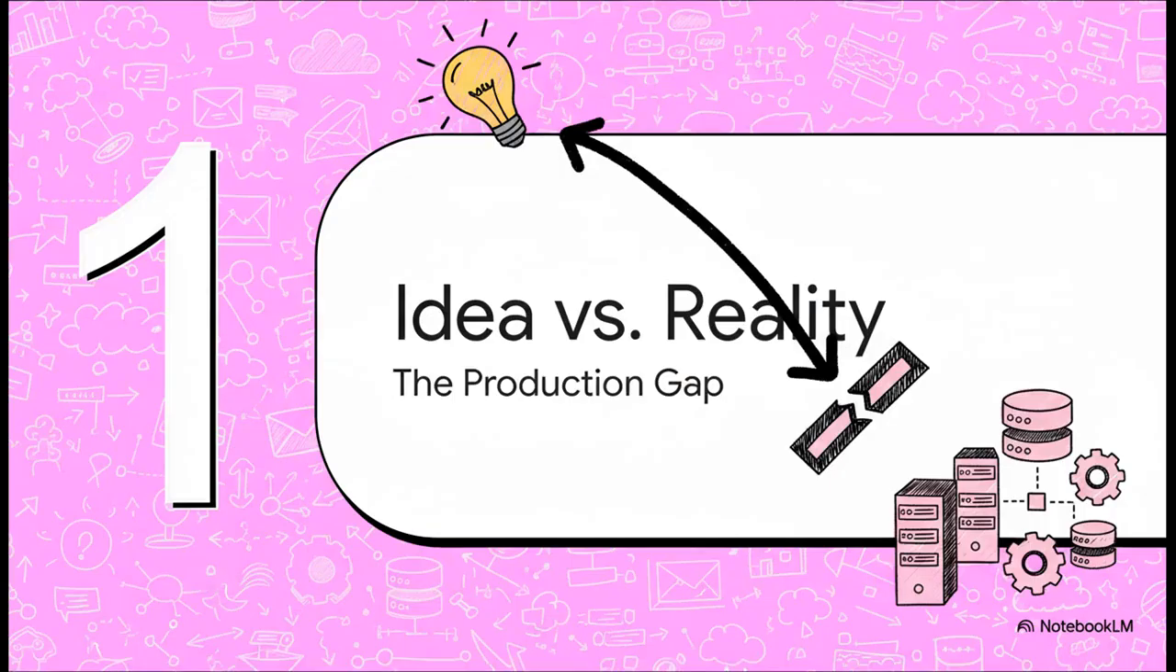All right, section 1, the idea versus reality. And this is exactly that gap we're talking about. It's where the rubber meets the road, and it's filled with all these hidden traps, you know? Like, how are you going to make sure this thing can handle 1,000 people using it at once without just falling over? Or what happens when it breaks at 3 in the morning?